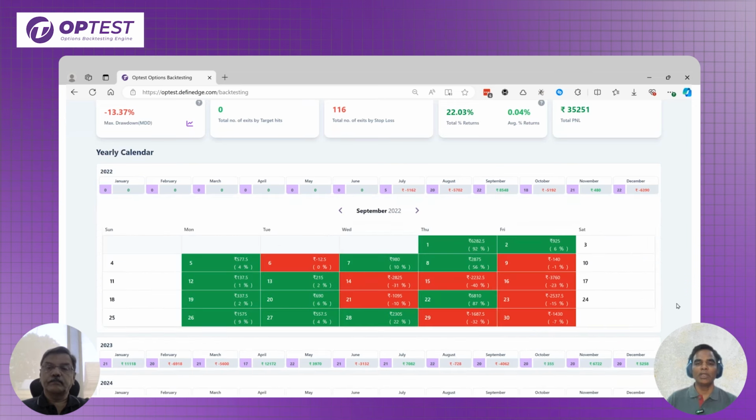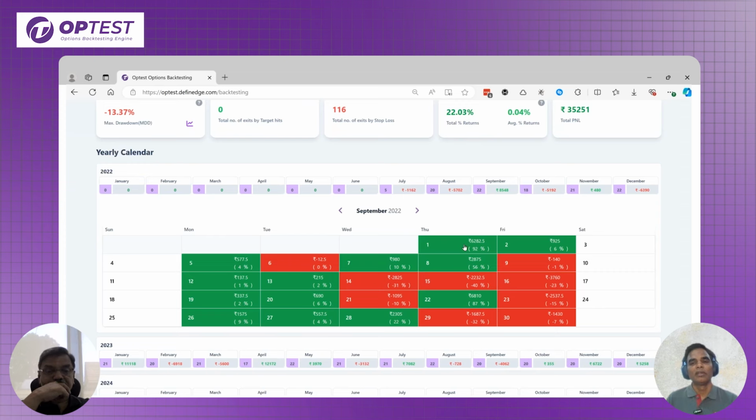Now it will show the monthly calendar, where we can see the daily performance of this strategy. So how it performed each and every day. So here 92% is the return, 92% of the premium. So you understood, right? So each and every day, how this strategy has performed.